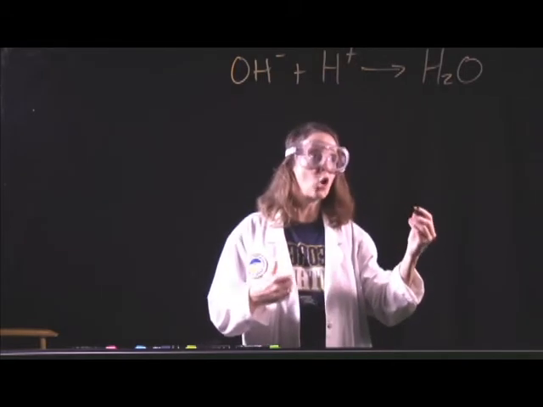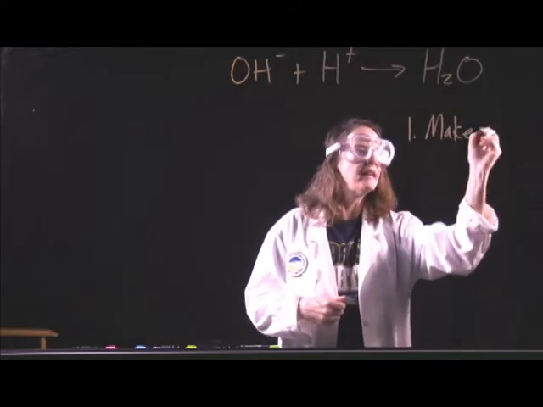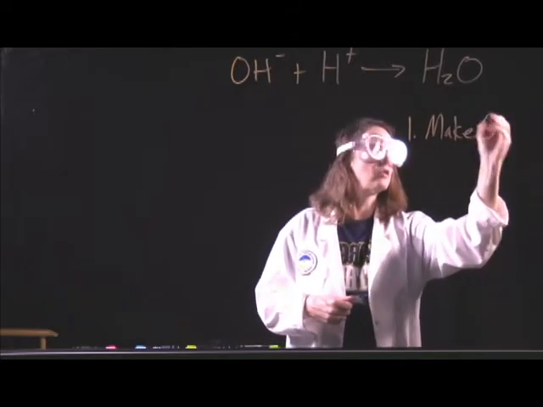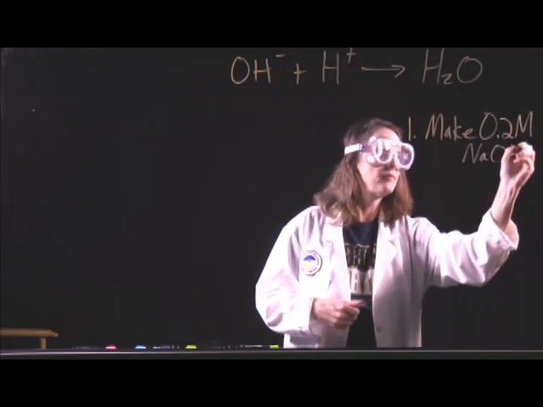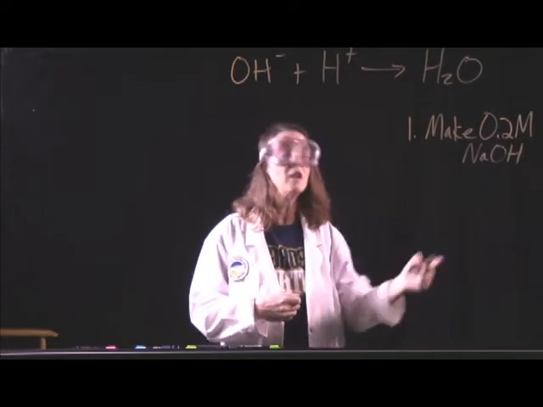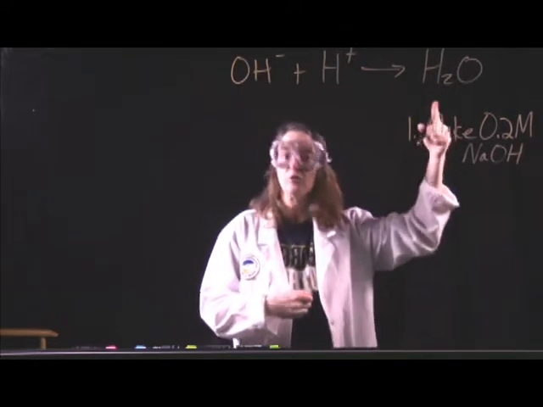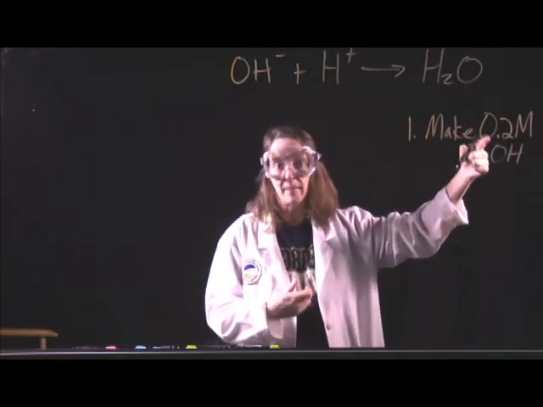Our experimental goals are these. 1, we're going to make the sodium hydroxide solution, 0.2 molar sodium hydroxide solution. And what we have in the stock solution is a 6 molar solution. So you're going to have to dilute that. Use your dilution equation to figure out how much you need in order to make the amount that's required.